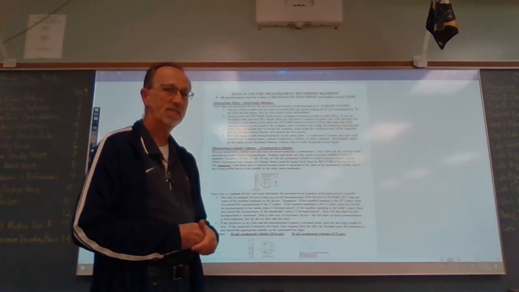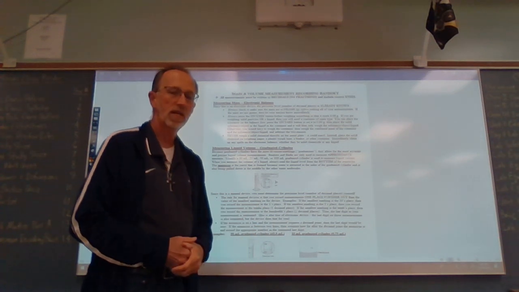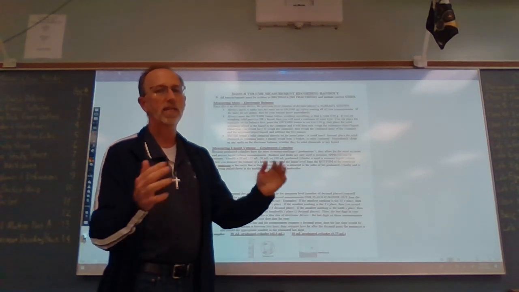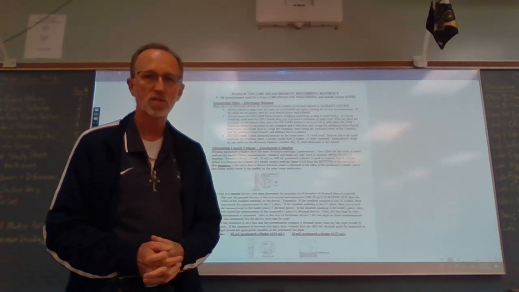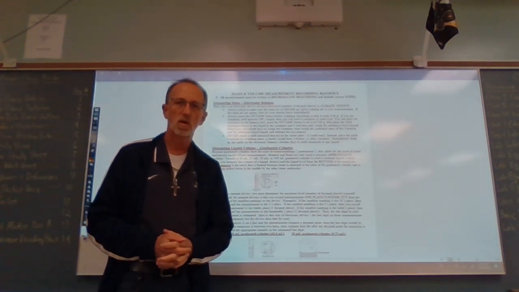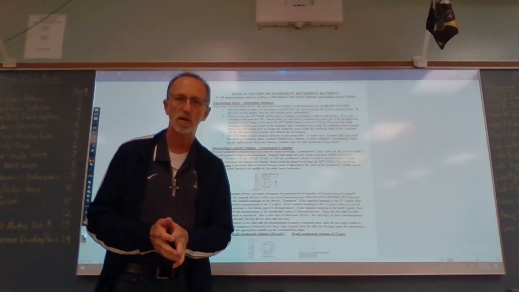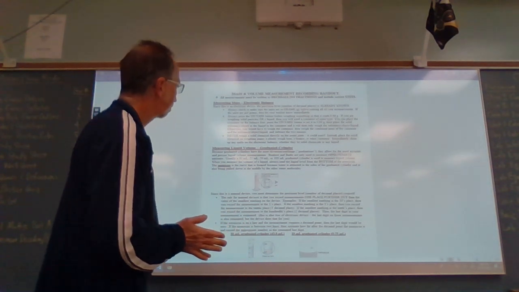Otherwise, you would have to weigh the container first, then put the solid particles or the liquid in the container, weigh it again, and then subtract the 2 numbers to get your mass of just the substance. So that's the longer way of doing it. Either way works, but again, we have a shortcut available to us if you want to do that.